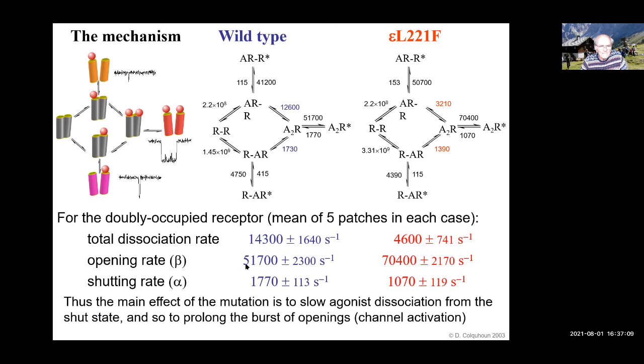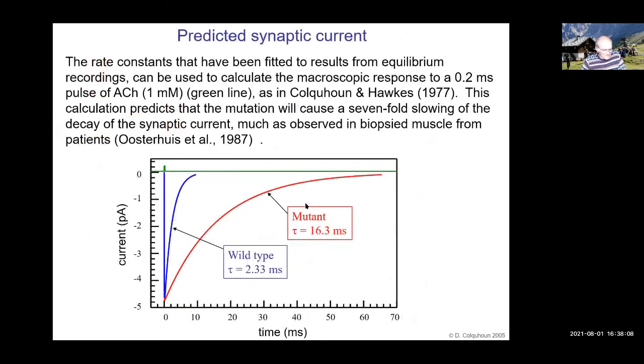So we see that the opening rate was somewhat bigger for the mutant receptor. The shutting rate was somewhat slower, but by far the biggest difference was in the dissociation rate, the total dissociation rate from both sites, which is 14,000 for the wild type, but only 4,600 for the mutant. So the main effect of the mutation is to slow the agonist dissociation from the shut state, and when the agonist dissociates more slowly, the channel will more often reopen and that will prolong the burst of openings. That accounts for why it's a slow channel myasthenic mutant.